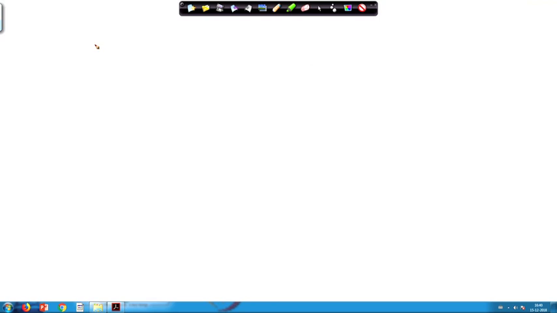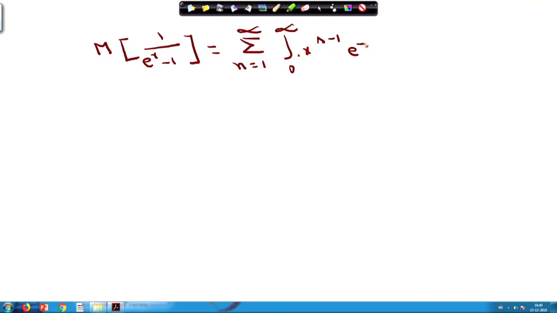Mellin transform of 1 by e power x minus 1. This equals, I can write down summation n equals 1 to infinity, integral 0 to infinity x to the power s minus 1 into e power minus n x dx. And this is nothing but again summation n equals 1 to infinity. The value of this integral is nothing but gamma s by n to the power s. I am not going to explain again how I am coming to this, because these are standard integration results. And so, I am directly writing this as summation n equals 1 to infinity gamma s by n to the power s. And this equals, actually, I can write down gamma s into zeta s.